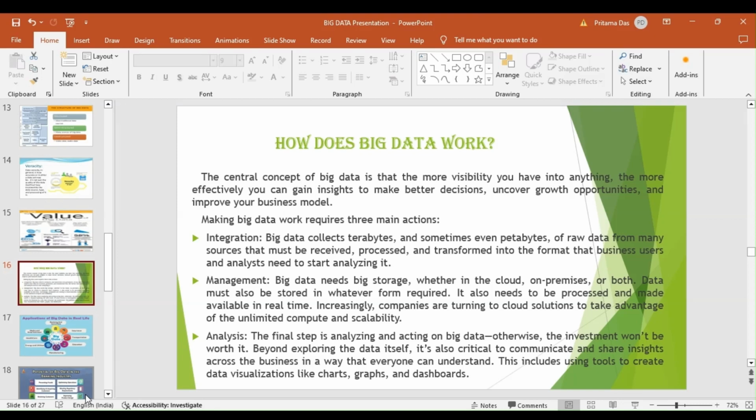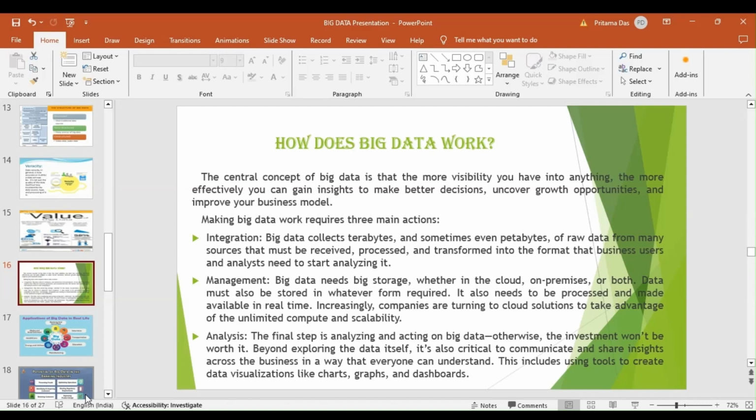So, first one is integration. Big data collects terabytes and sometimes even petabytes of raw data from many sources that must be received, processed, and transformed into the format that business users and analysts need to start analyzing it. So integration means big data collects from many sources, integrates data from many sources, and then business users and analysts need to start analyzing it.